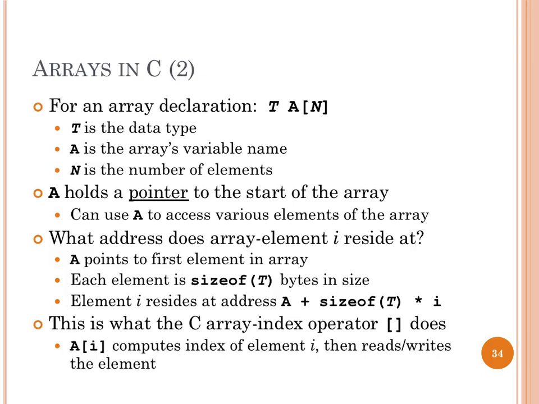So, that's exactly what the array indexing operator does for us. Yay, array indexing operator. This happens to be possibly my favorite operator of all time. I don't know why, it just is. So A[I] is going to take the starting address A, take I, multiply it by sizeof T, and then add those two together. Now you have the address of the element that you want to access.